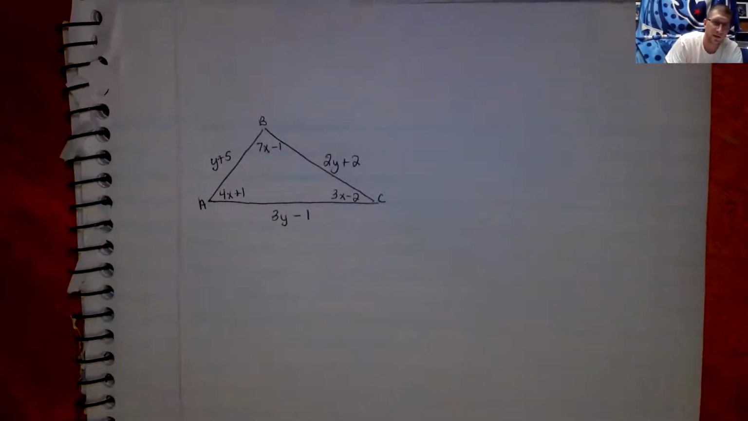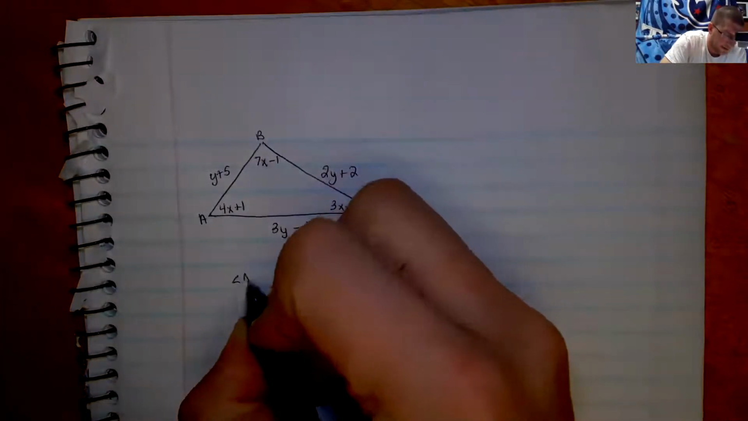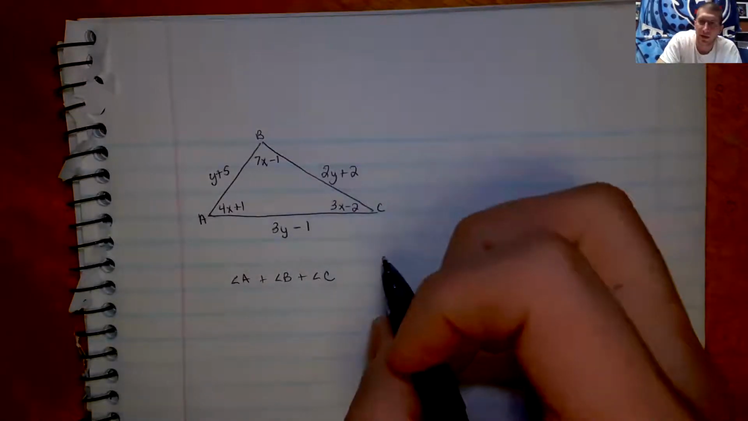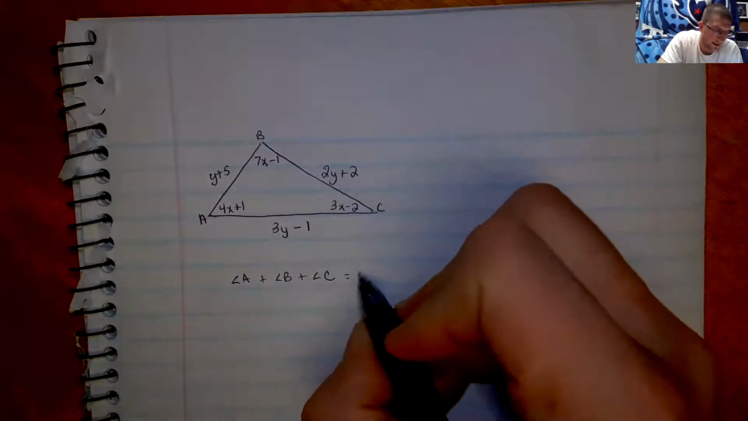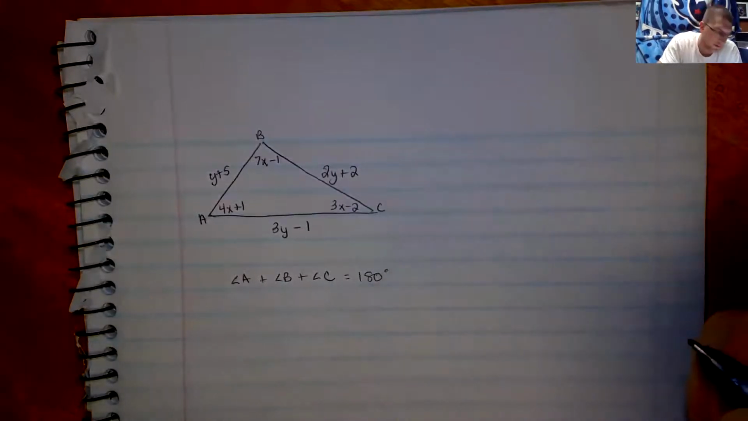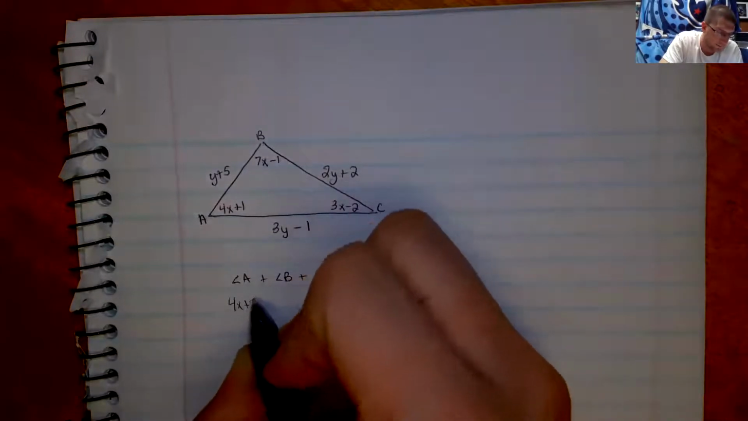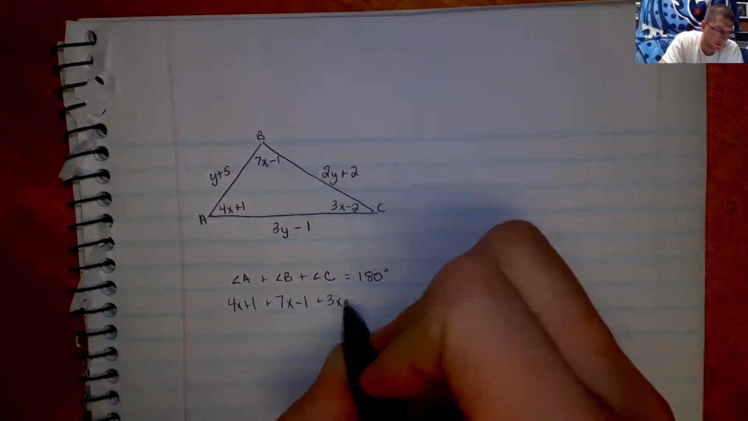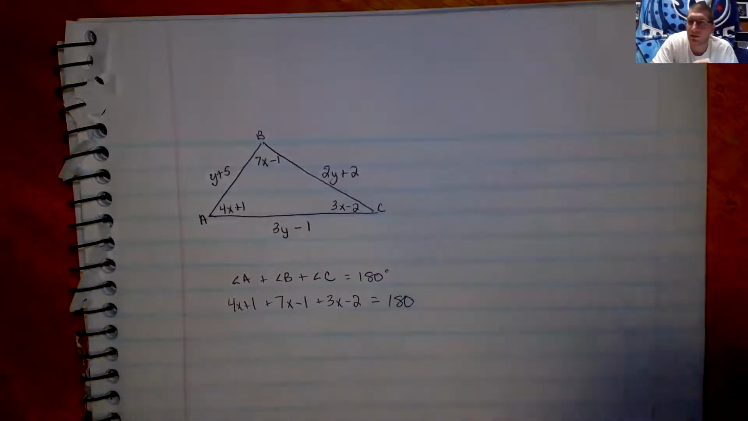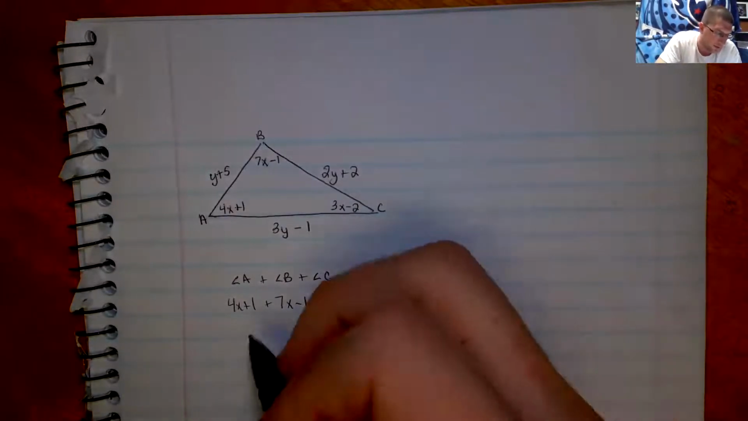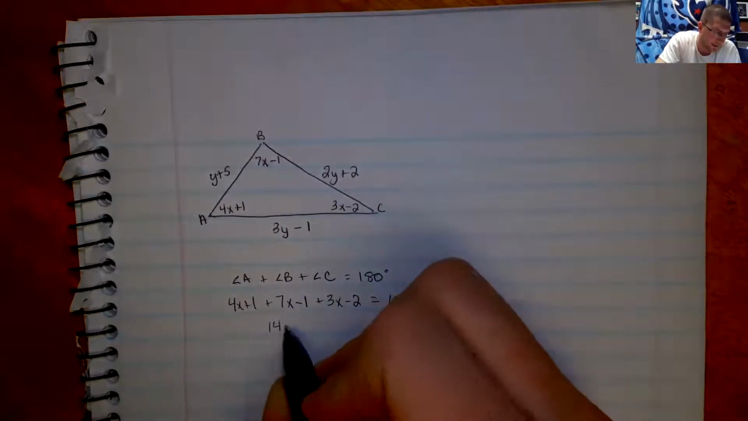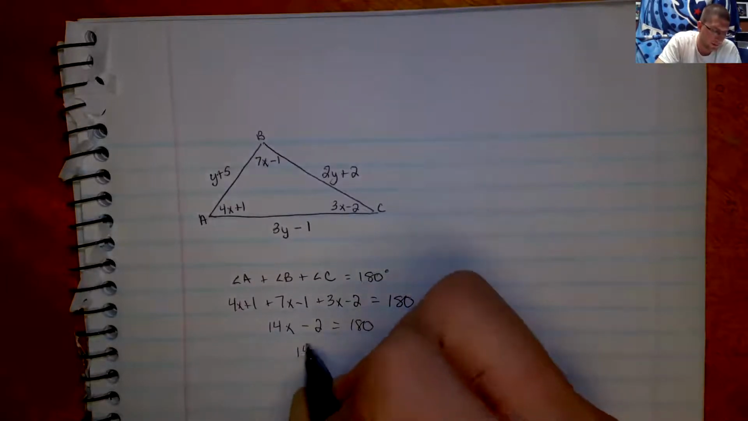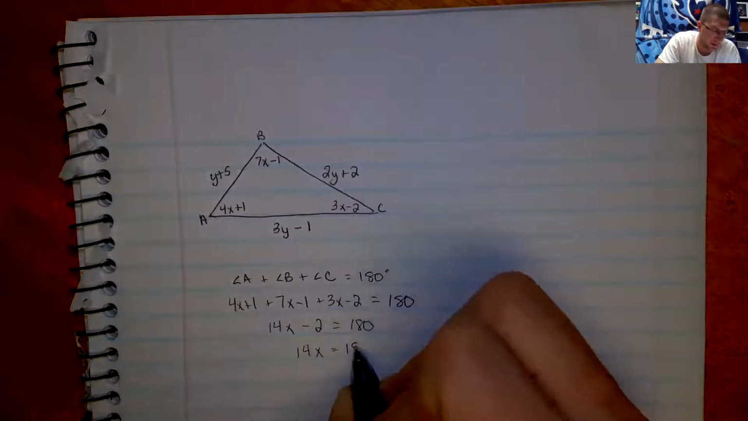So if I look at this, if I take angle A plus angle B plus angle C, all three angles of the triangle, I know that three angles of a triangle add to 180 degrees. So let's substitute in. Angle A is 4x plus 1. Angle B is 7x minus 1. And angle C is 3x minus 2. So those three angles together should add to 180 degrees. So 4 plus 7 plus 3, I get 14x. 1 minus 1 minus 2 is just negative 2. Add the 2 over, so I get 14x should equal 182.